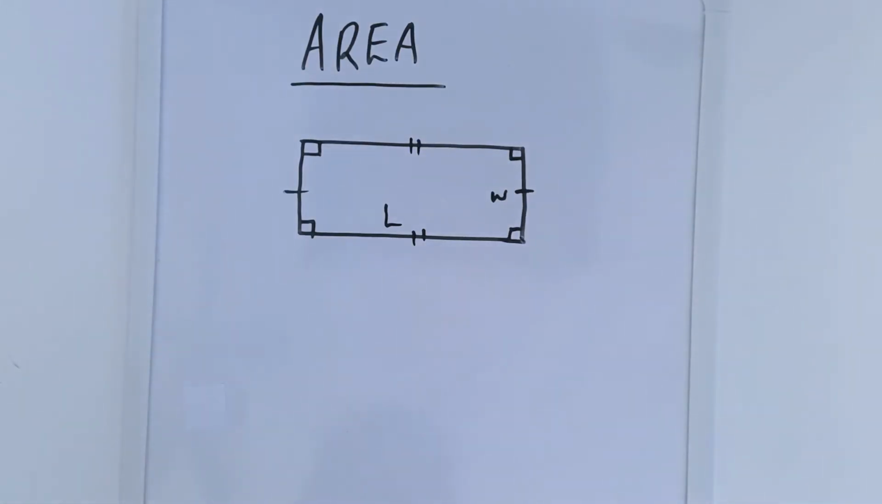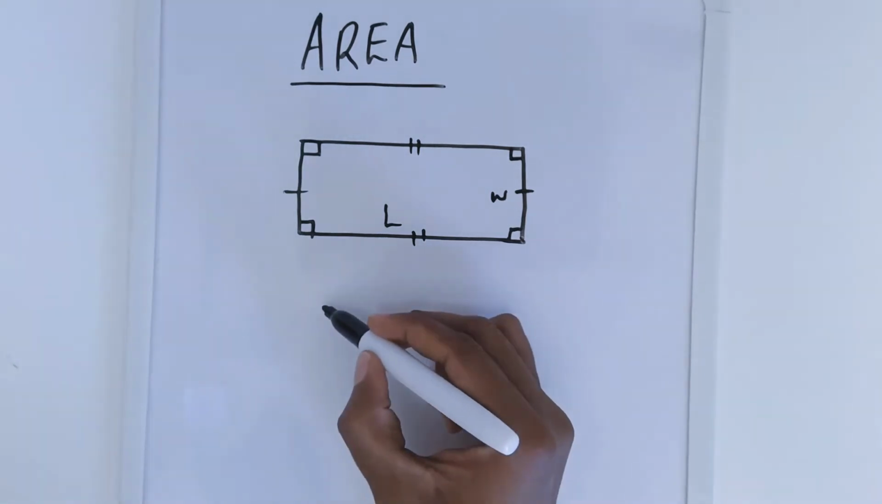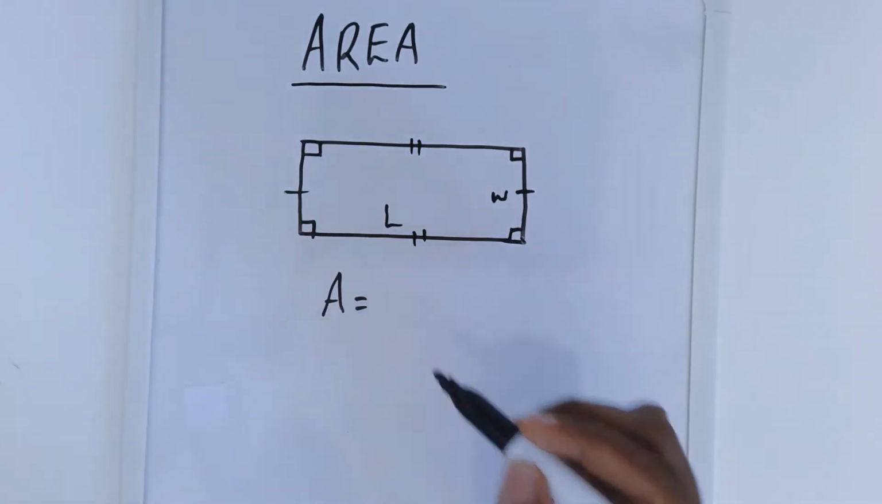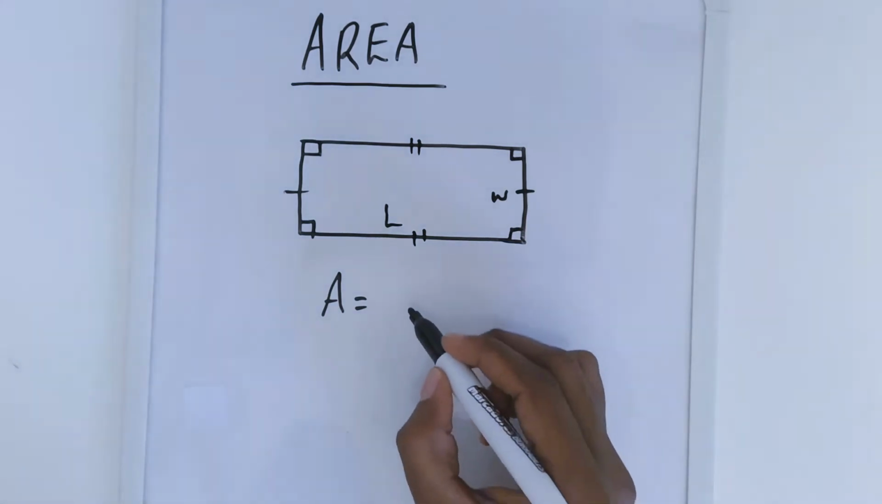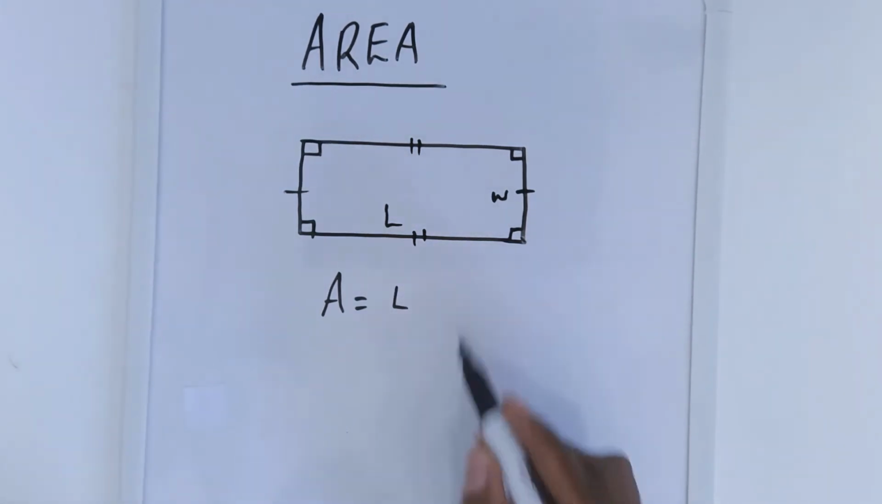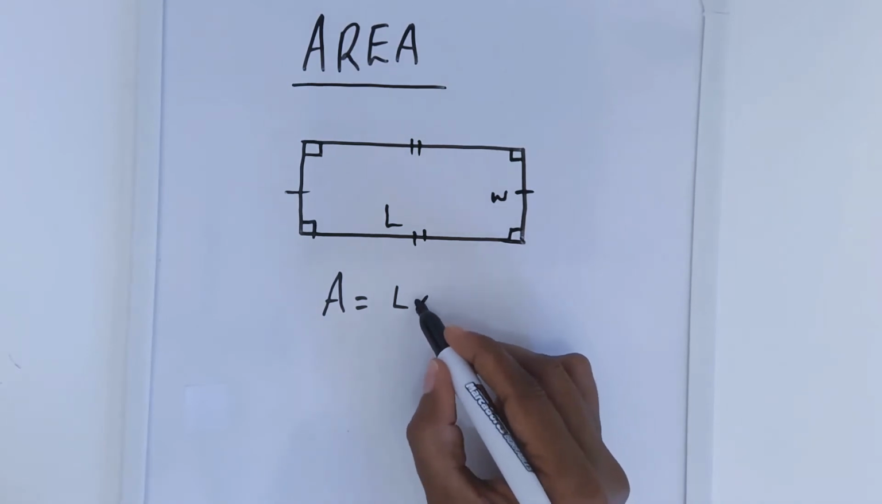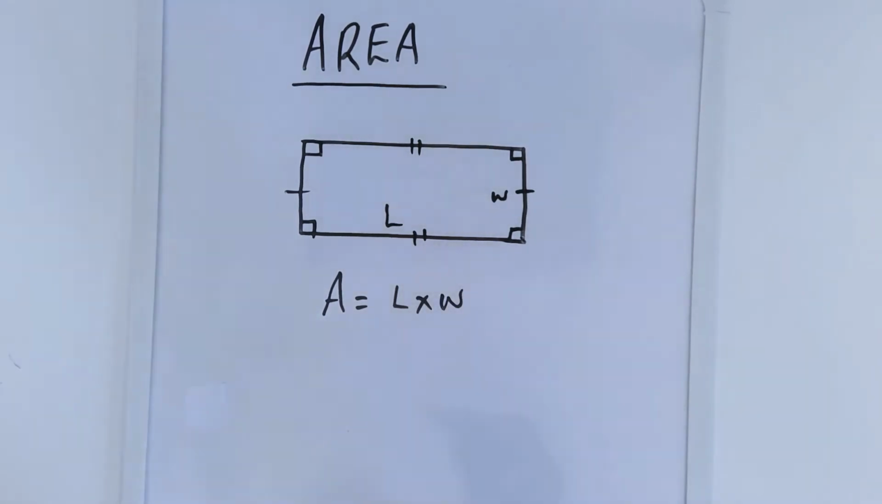Let us start with how to find the area of a rectangle. To find the area of a rectangle, we always use the formula: area A is equal to length of the rectangle multiplied by the width of the rectangle. So it's always important to remember this formula.